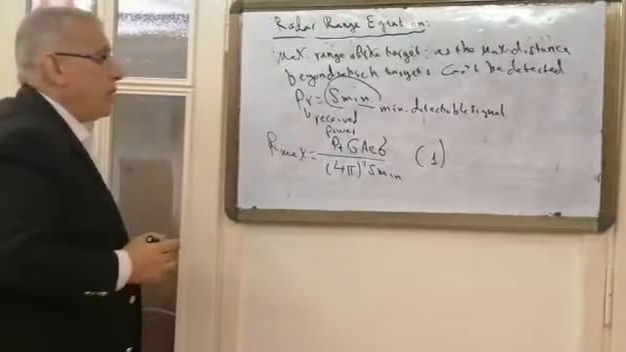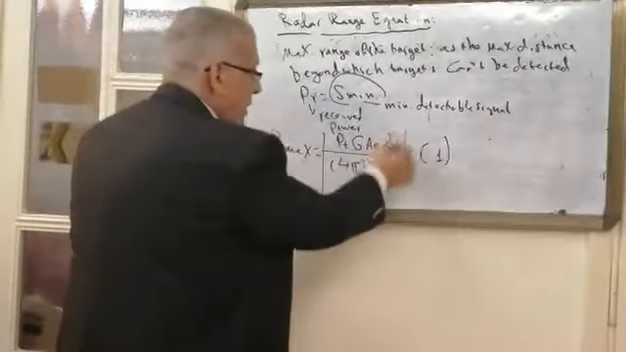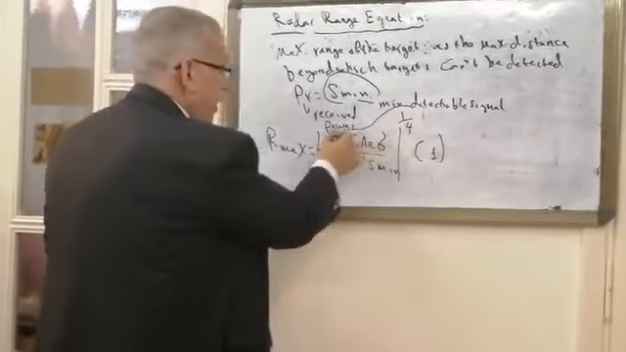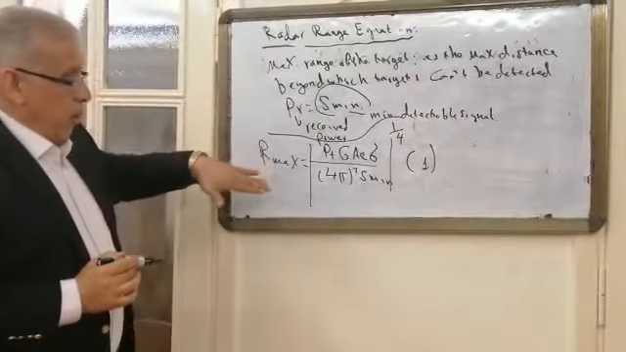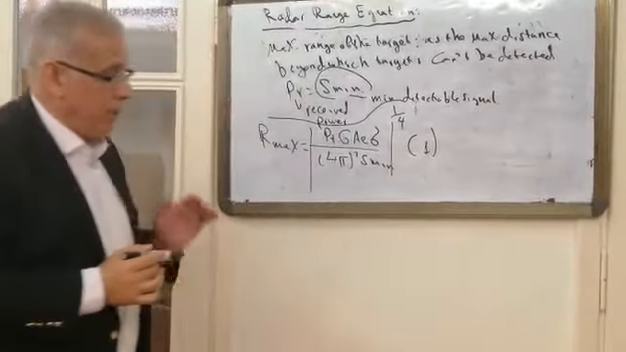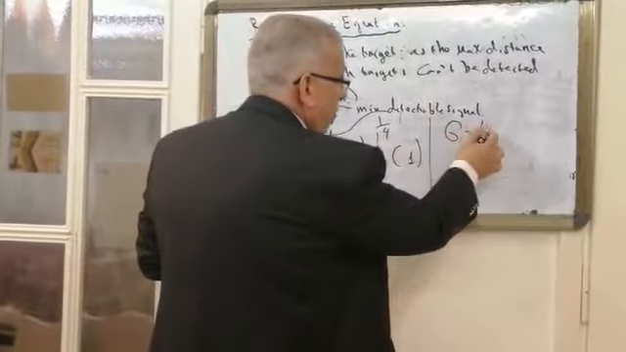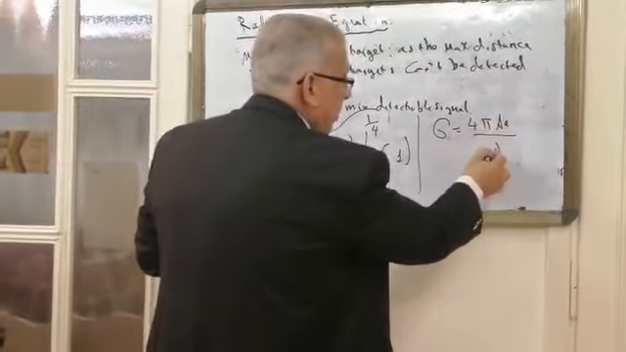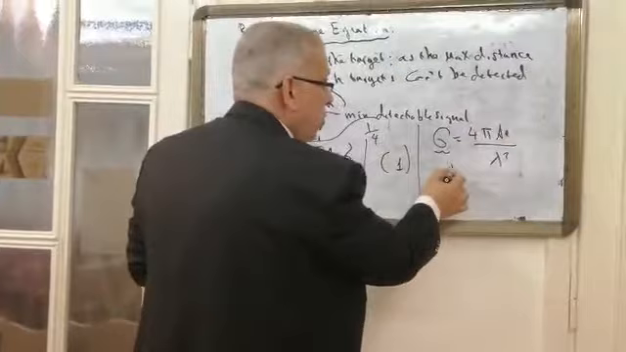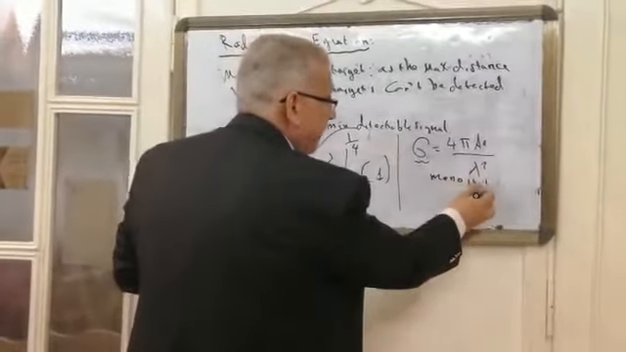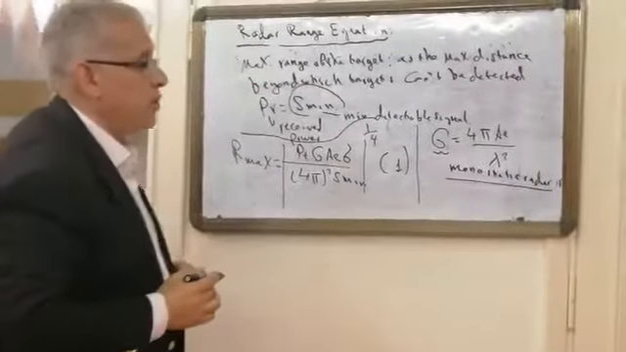This equation is called the fundamental radar equation, or the basic radar equation. We also know that there is a relationship between the antenna gain and the effective area of the antenna. G equals 4 pi AE divided by lambda squared. This is the relationship between antenna gain and effective area for monostatic radars, which employ a single antenna for transmission and reception.